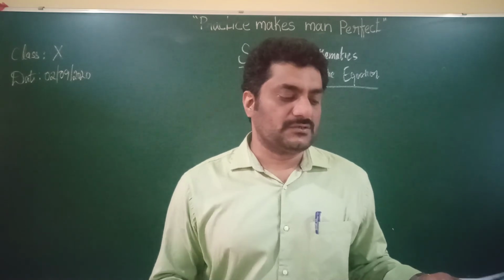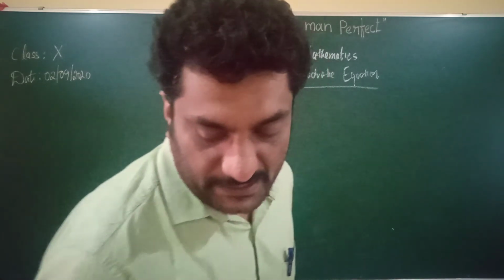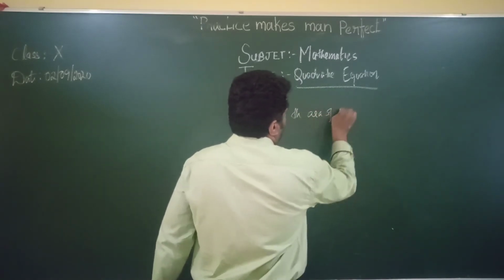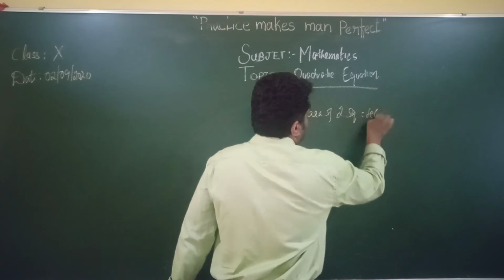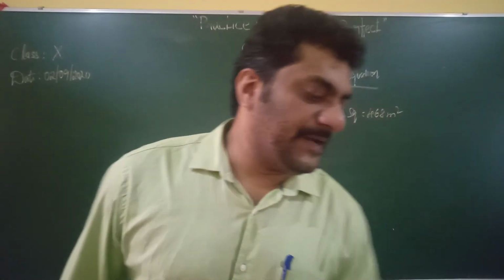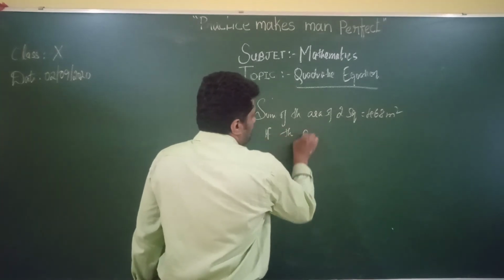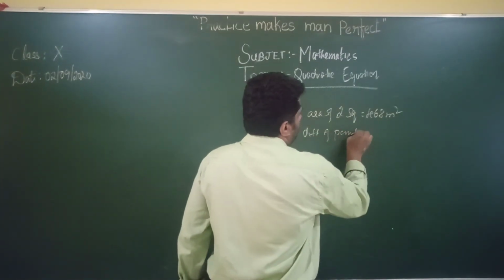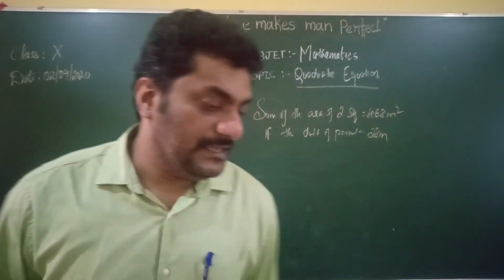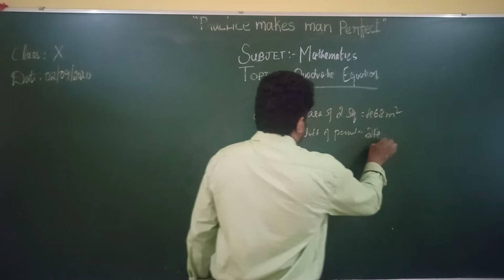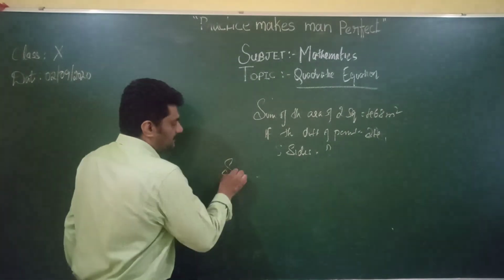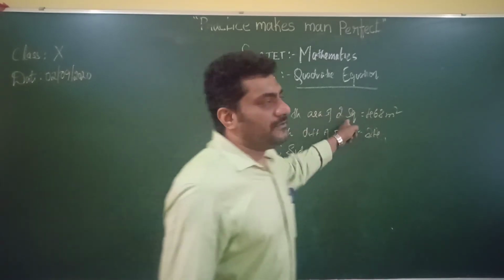Sum of the areas of 2 squares is 468 meters square. If the difference of their perimeter is 24 meter, find the sides. So that means we have to find the sides. Now, how do we start this? They are asking the sum of the areas of 2 squares.